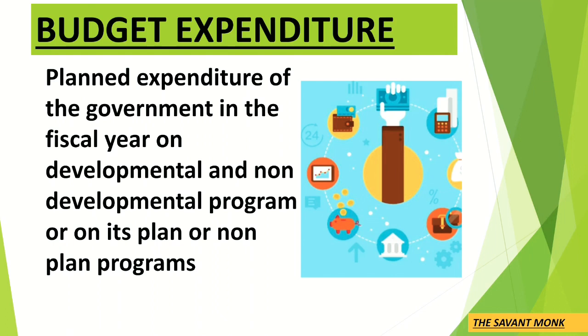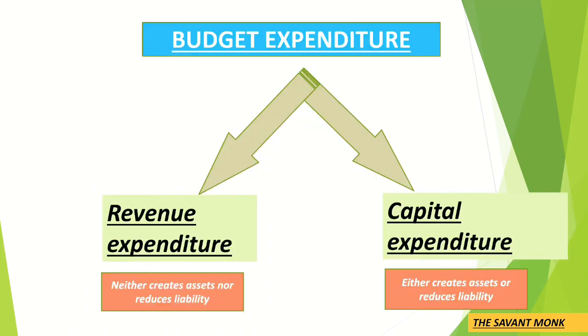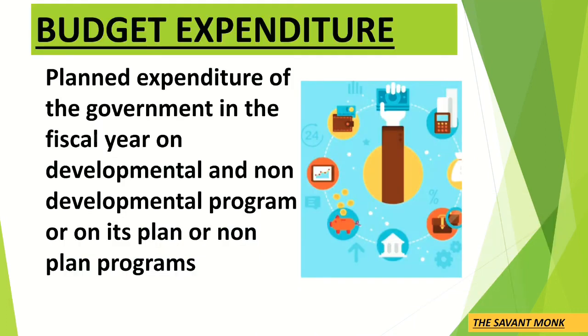All right. Now coming to budget expenditure. So planned or estimated expenditure of the government in a financial year on developmental and non-developmental programs, or on its planned or non-planned programs, is called budget expenditure. Okay, so what are developmental expenditures? First of all, I'll explain it to you. Okay, I told you developmental and non-developmental and planned and non-planned programs.